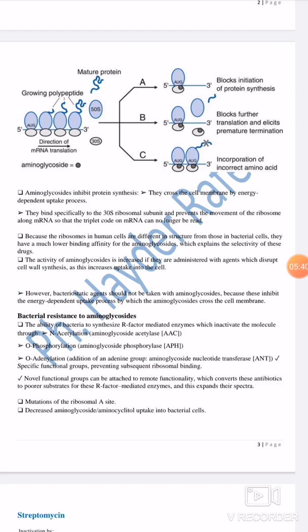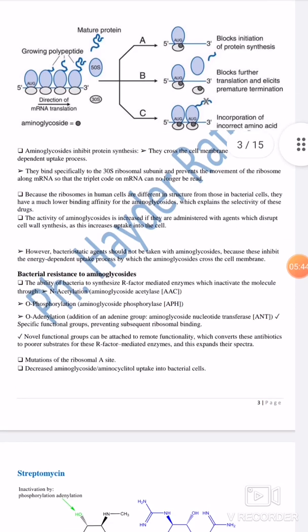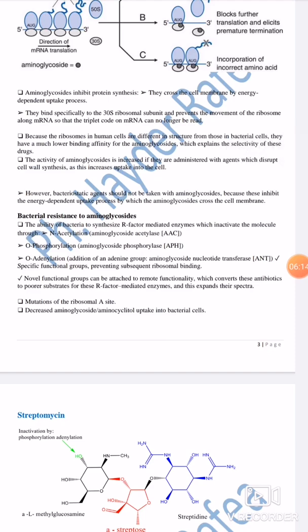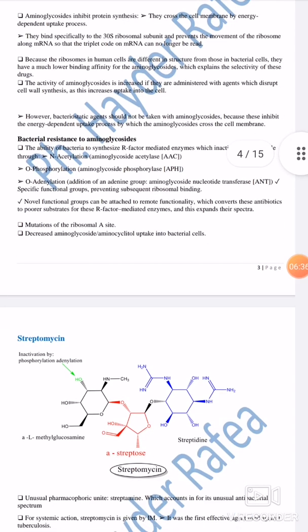Bacterial resistance to the aminoglycoside is due to the ability of the bacteria to synthesize R factor mediated enzymes which inactivate the molecule through N-acetylation by aminoglycoside acetylase, phosphorylation by aminoglycoside phosphorylase, and O-adenylation, the addition of an adenine group to the aminoglycoside by nucleotide transferase, at specific functional groups, which prevents the subsequent ribosomal binding. The novel functional group can be attached to remove the functionality, which converts these antibiotics to poor substrates for the R factor mediated enzyme, and this expands their spectra. The second mechanism is mutation of the ribosomal A site, and third, decreased aminoglycoside aminocyclitol uptake into the bacterial cell.